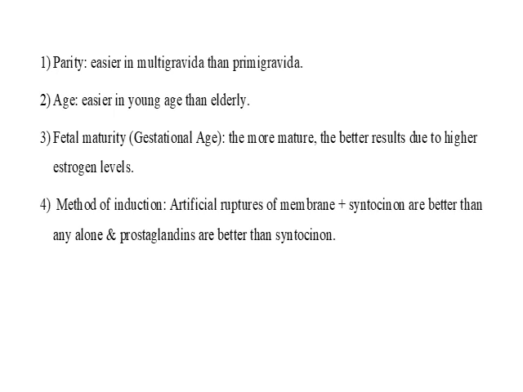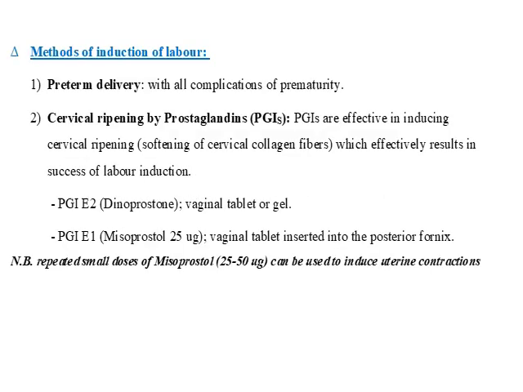Parity: easier in multigravida than primigravida. Age: easier in young age than elderly. Fetal maturity, gestational age: the more mature, the better the result due to higher estrogen level. Methods of induction: artificial rupture of membrane plus syntesinone are better than any one alone, and prostaglandin is better than syntesinone.